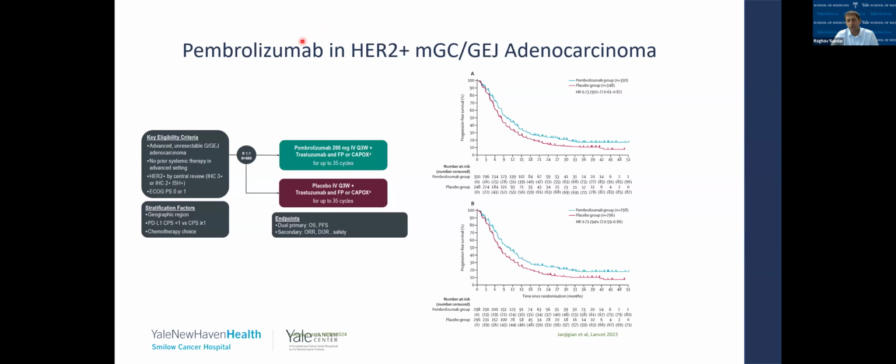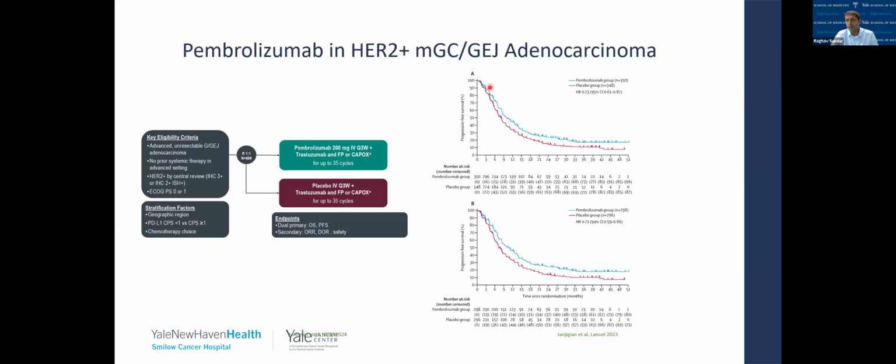So in the HER2 space, we know the data from KEYNOTE-811, which looked at patients with advanced unresectable gastroesophageal cancers that were HER2 positive, newly diagnosed, and upfront. They were randomized to receive either chemotherapy in combination with trastuzumab, which has been the ToGA regimen we have been giving patients for the past 10 plus years, or to also receive pembrolizumab. This trial had early results that read out a couple of years ago.